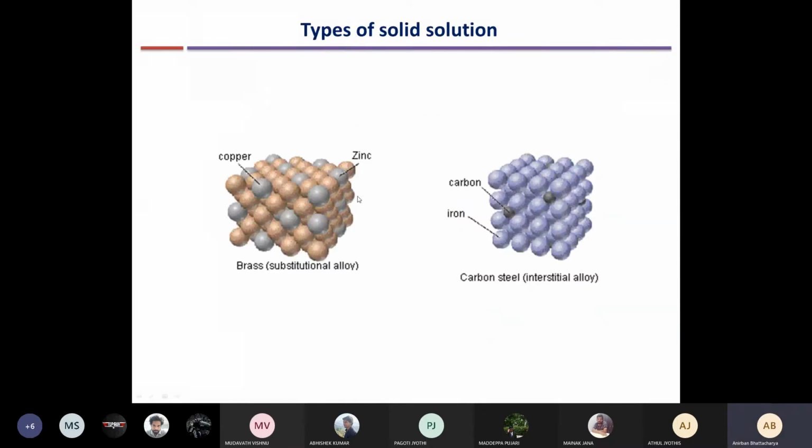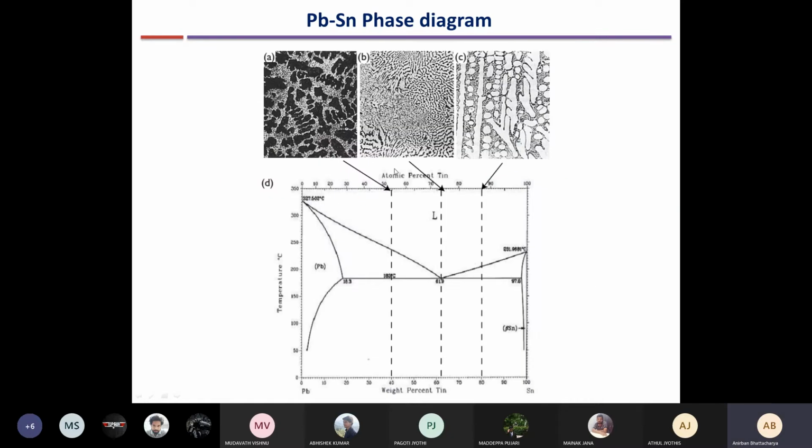So these are some examples: copper and zinc. This is for substitutional solid solution, and this is for steel, which is iron carbon, basically an alloy of iron and carbon. You can see carbon atoms within the iron. And these are some examples of binary alloy microstructure, at different percentages. So this is at near eutectic, but hypoeutectic means less than eutectic composition. So a lot of alpha phase is present, which is lead in this case.